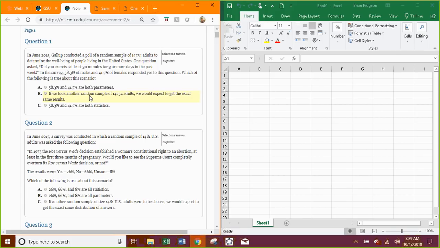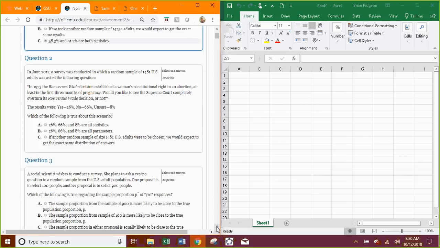That's not true either. Think about if I went to the movie theater and asked people what their favorite movie was, and the majority said Infinity War. If I went to a different movie theater and I asked people, would you think that we would get the exact same results? Depends on where you go. It's called sampling variability. But 58.3 and 41.7 are both statistics. That is true. We calculate those using the sample, and we make inferences on the population using it.